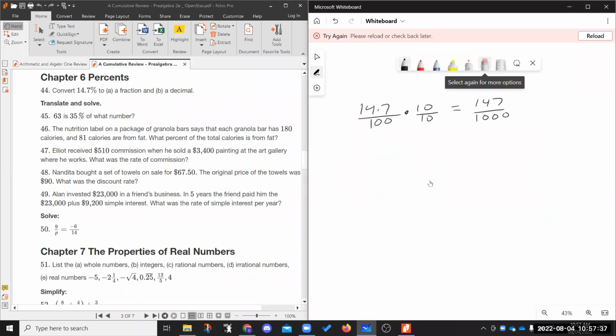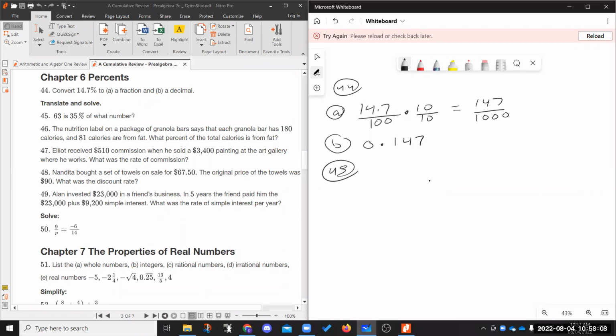Now we're going to instead write it as a decimal. That should be easy enough to read: 147 thousandths is 147 thousandths, like that. This was number 44. Number 45 asks us, 63 is 35% of what number?